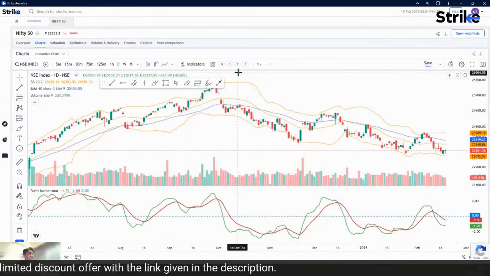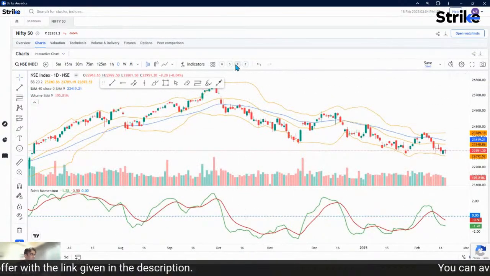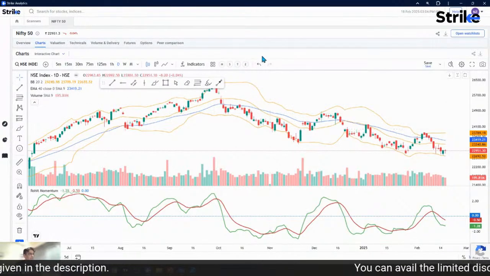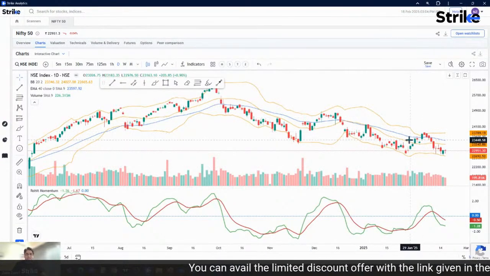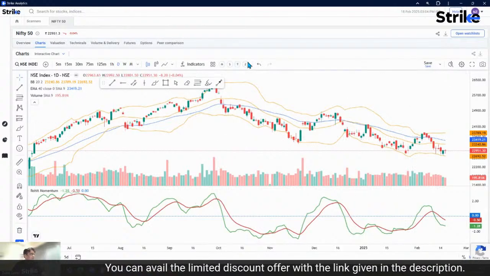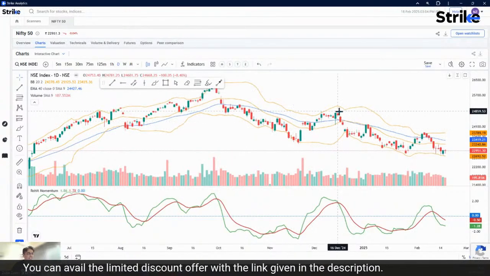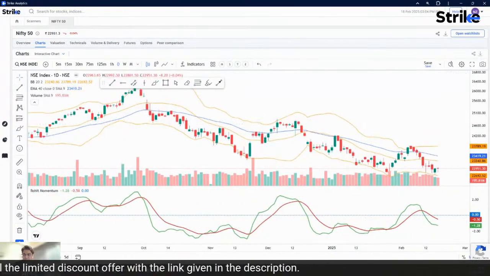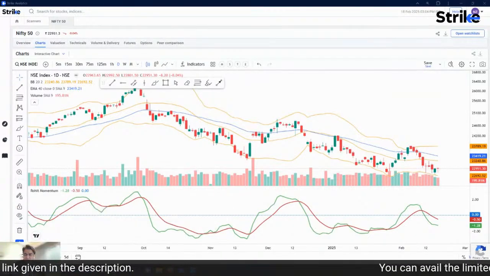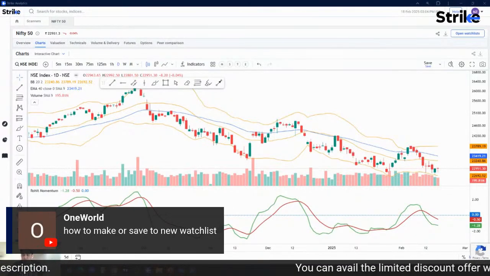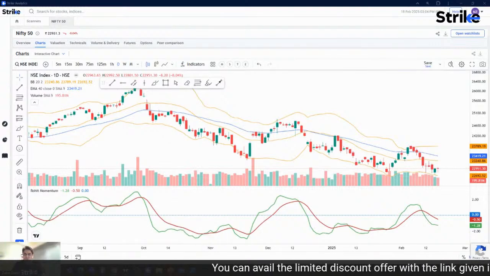Okay, your indicators have come, there might be some error over here, but all your templates will get loaded over here. All right, and the same thing you can use in other pages as well. Okay, so I hope Hina ji, I have explained to you how to use the template. All right, how to make or save a new watch list.